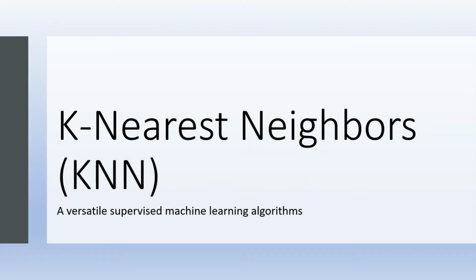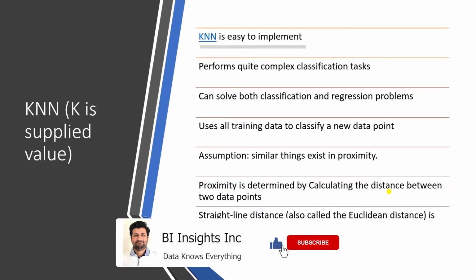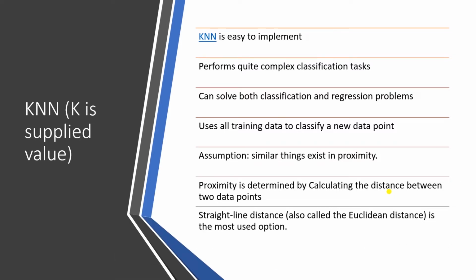Today we will cover the k-nearest neighbors, a supervised machine learning algorithm. The k-nearest neighbor, or KNN as it is usually referred to, is an easy-to-implement machine learning model, and yet it can perform quite complex classification tasks. KNN is sometimes referred to as a lazy learning algorithm, since it doesn't have a specialized training phase and it uses all the training data while classifying a new data point.